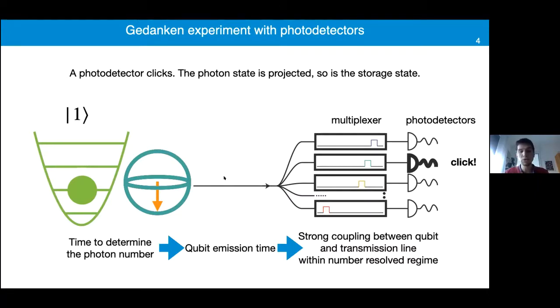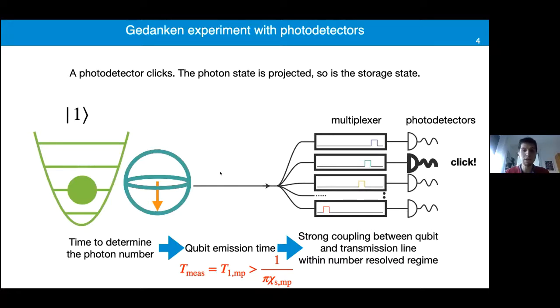And if we are in the strong coupling regime for the qubit and the transmission line, in this case, the time to do the measurement is only given by the T1 of the qubit, which will be only limited by 1/chi due to the number resolved regime condition. So right now, this experiment is a Gedanken one, because the hardware resources, this multiplexer and the array of photodetectors, are out of reach. But the 2 ideas on which it is based, we can study them.